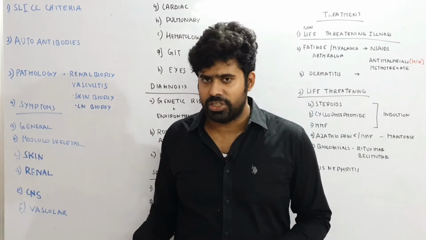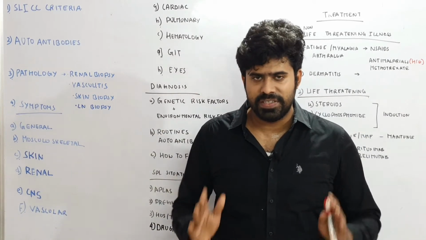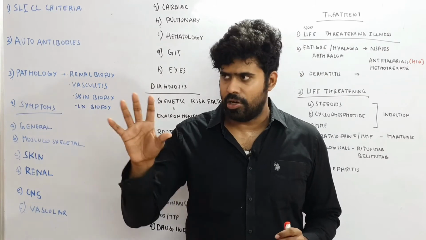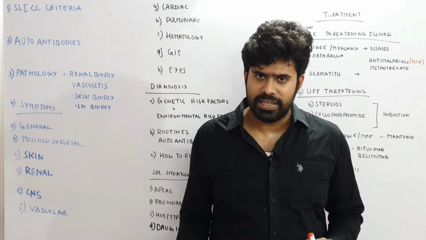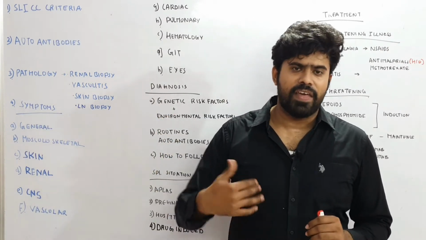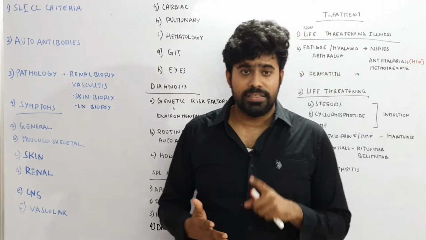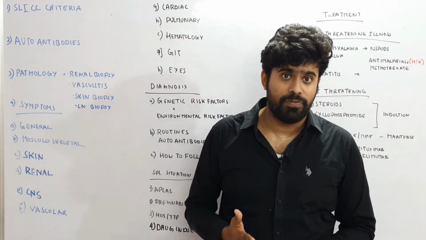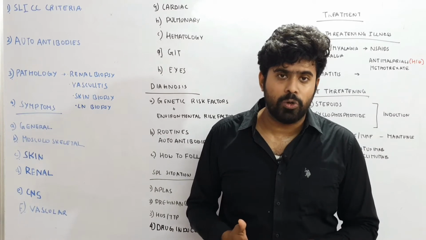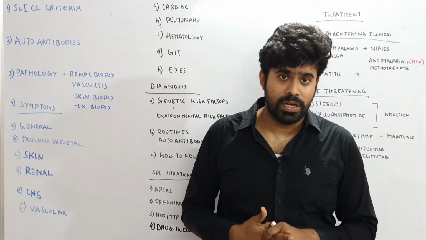Then CNS manifestation. The most common CNS manifestation is cognitive dysfunction. There will be memory loss, there can be poor reasoning. This is the most common finding. The other findings include severe headache. Severe headache can be a sign of flaring up of disease, and there can be evidence of acute confusion. The patient can have psychosis or depression.